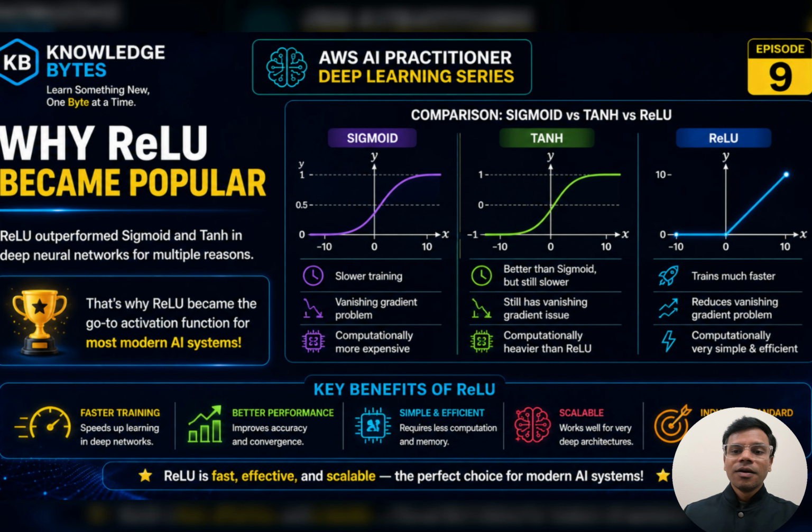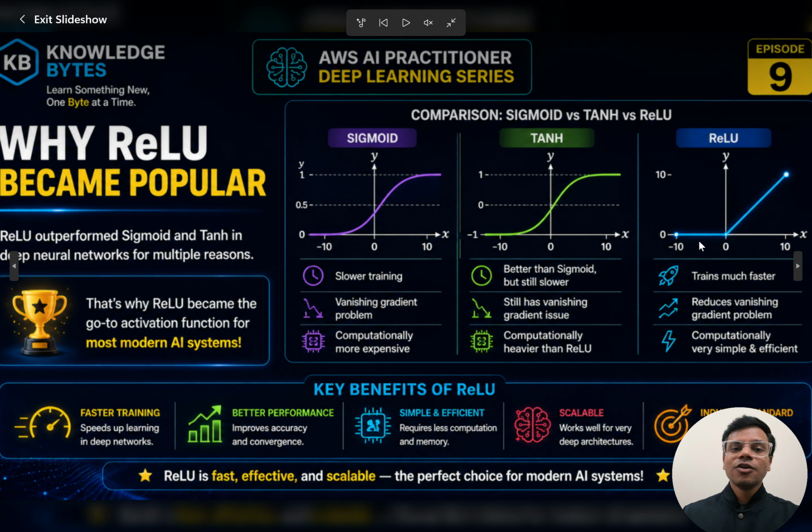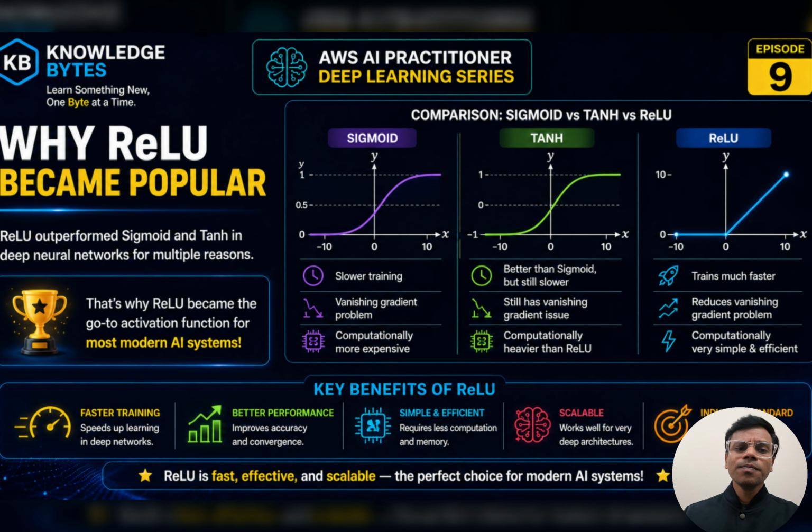So why did ReLU become popular? First, it is computationally simple. Second, it helps deeper networks train faster. Third, it reduces the vanishing gradient problem compared to the sigmoid and Tanh functions. Fourth, it performs well in many real-world deep learning models. This is why ReLU is widely used in modern AI systems, especially in the hidden layers.